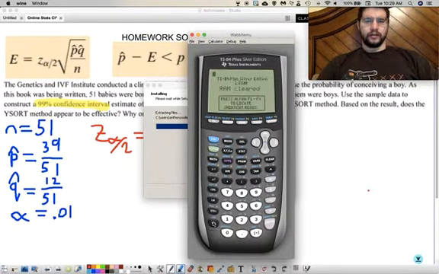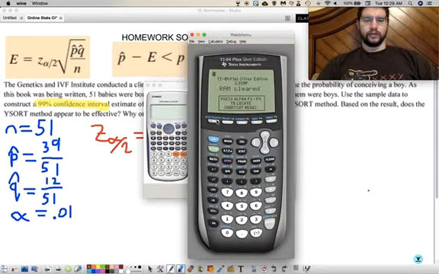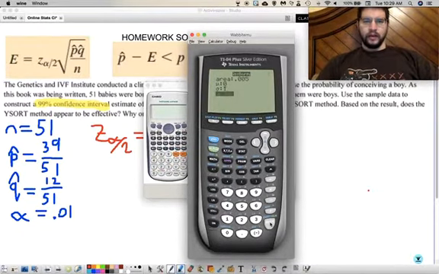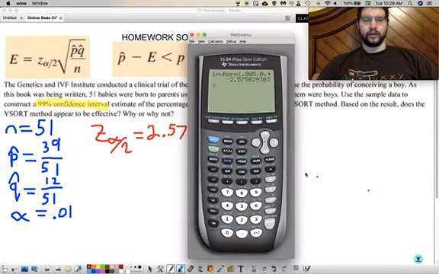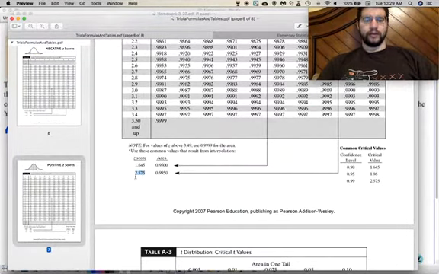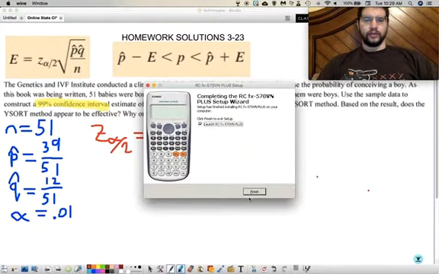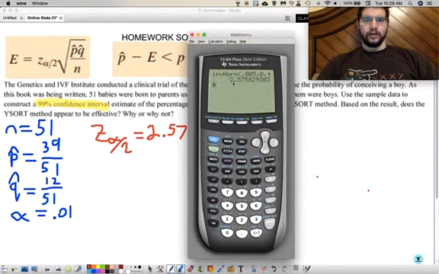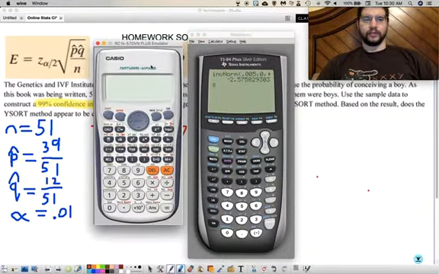So to get the Z score of alpha over 2 on the TI, we're going to use the inverse norm. Then you could do 0.005, and again, just take the positive of that: 2.576 if you use a calculator. See the chart, it says 2.575. The calculator will give you 2.576. Slightly different, but it's fine.